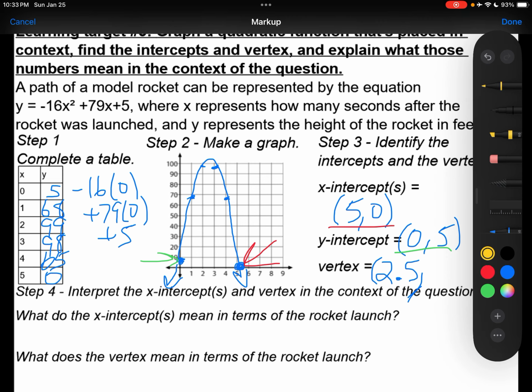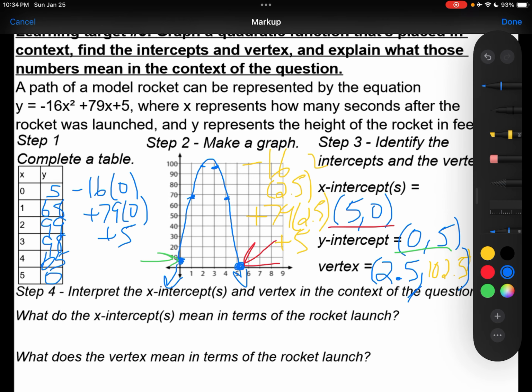So as a reminder, negative 16 times 2.5 squared plus 79 times 2.5 plus 5. I'm not going to go back to my calculator. This number I remember from doing it before. Comes out to 102.5. And actually, again, if you use the exact value, it turns out to be like rounded to the nearest tenth is 102.5. It's very close. So what does the X-intercept mean here?